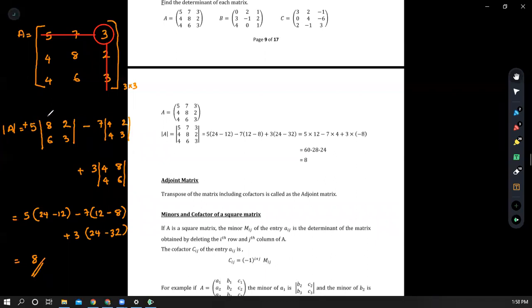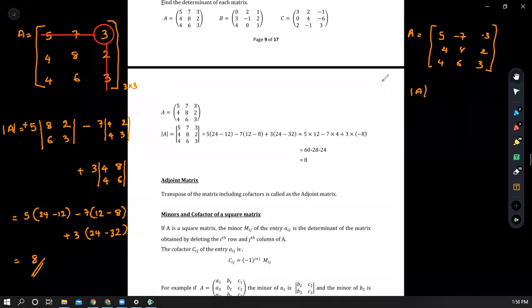the use of the sign pattern. Suppose that we have a matrix in this form. A is a matrix having the elements 5, -7, -3, then 4, 8, 2, 4, 6, and 3. Suppose that this is the matrix we have, and what we need to do is obtain the determinant for this matrix.